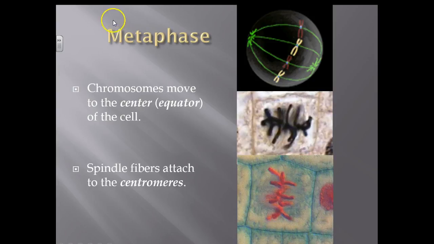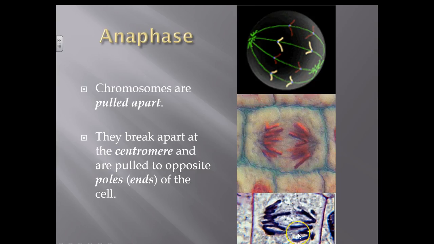Metaphase is easy because it starts with an M. So I just think of metaphase. The chromosomes are moving to the middle of the cell, or it says here the center or the equator. And they get there by, well, the spindle fibers are actually going to move them. They attach to this central location in the chromosome called the centromere. So again, you can see that in these real cells down here.